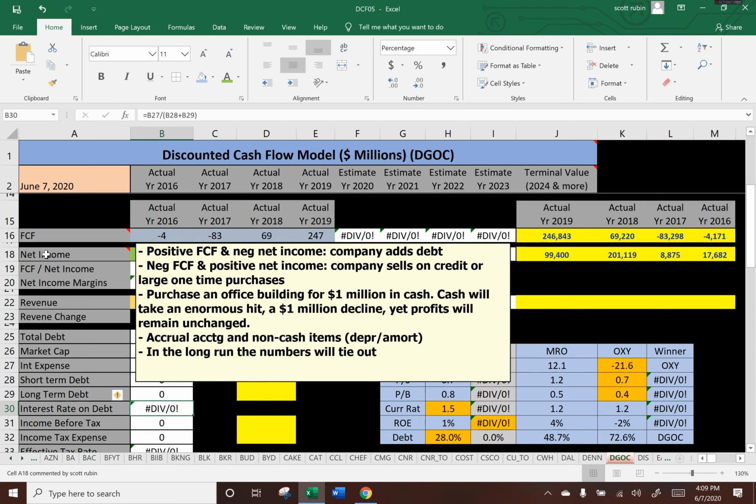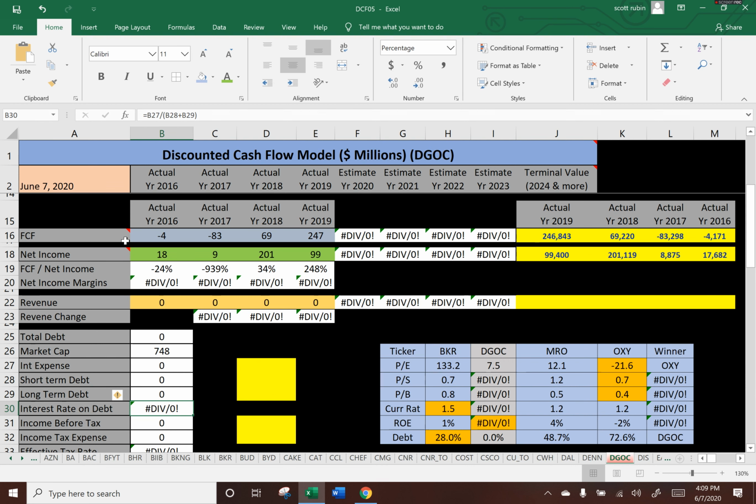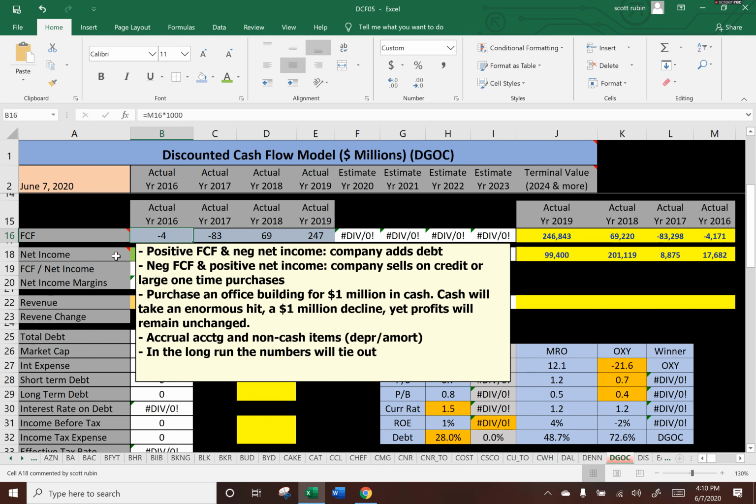I don't think that's the case with this company. I think it's more of a case of large one-time purchases, especially for newer companies. Just to give you an example, if a company purchased an office building for $1 million in cash, that cash would go down $1 million. So that's why free cash flow would take a big hit, because this is actual cash that goes in and out of the company. But it doesn't affect profits. Like, you don't profit from that. You only profit if you did sell the building. Say in 15 years you sold the building for $1 million. Then you would book the $1 million of cash, and then it would be the other way around.